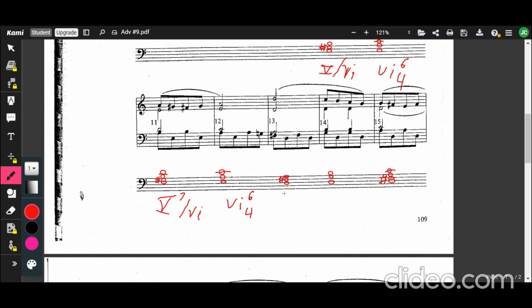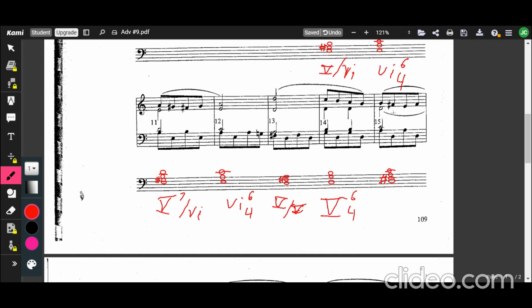Next, we have a D major chord and a G major chord. That looks like a 5-1, going to the G chord. The G chord is the 5 chord of C major, so we have 5, and it's in second inversion, so we have a 6 and a 4 there. And then this here is just a 5 of 5.